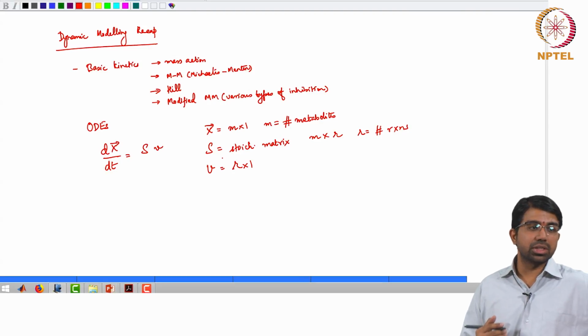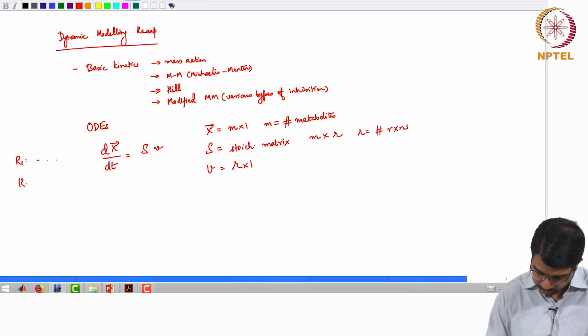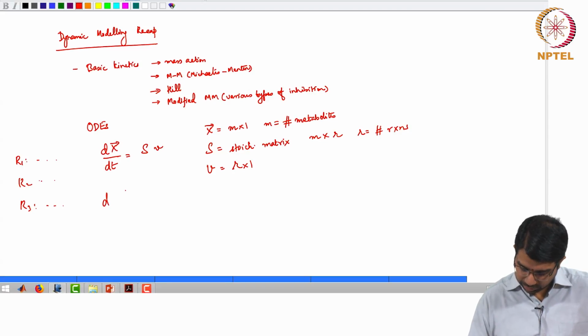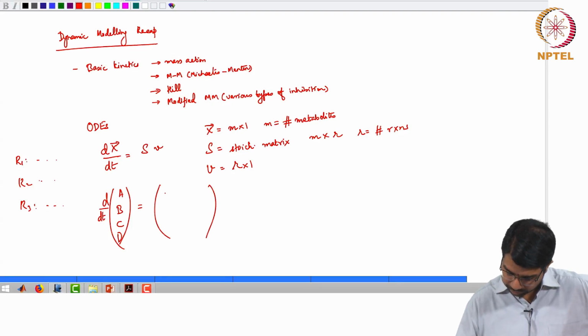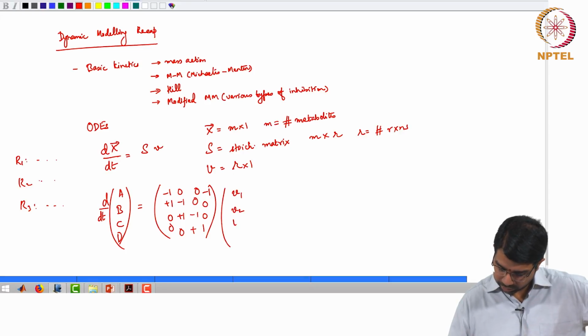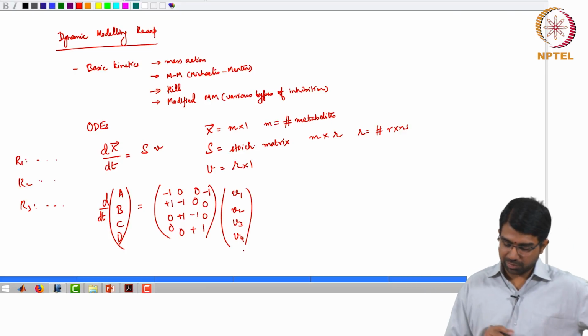So, if you have all the reactions written down for any given system, let us say you have R1, R2, R3 and so on involving metabolites. Let us say a simple example would be d of A, B, C, D by dt equals some minus 1 plus 1 0 0, 0 minus 1 plus 1 0, 0 0 minus 1 plus 1, minus 1 0 0 1, right, into V1, V2, V3, V4. Here I have the same number of metabolites and reactions.